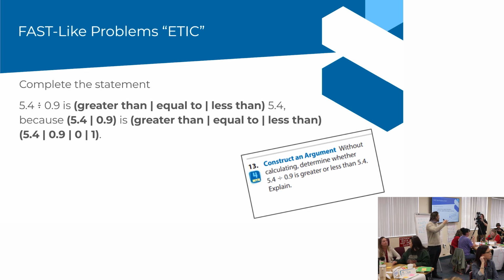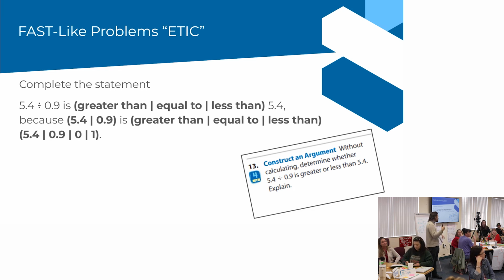And this is, just in my opinion, a very FAST-like item. It's aligned to that benchmark. There are lots of those ETIs that are filling in blanks. A lot of times that item type is used for some of the reasoning things. This item type is used very frequently to assess reasoning for students.